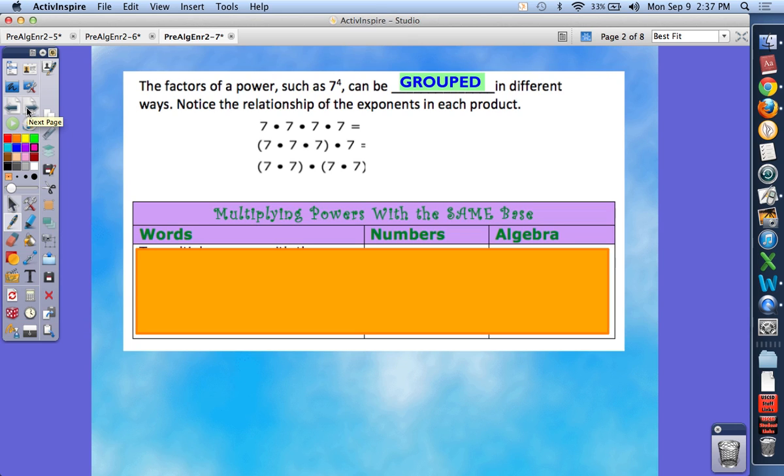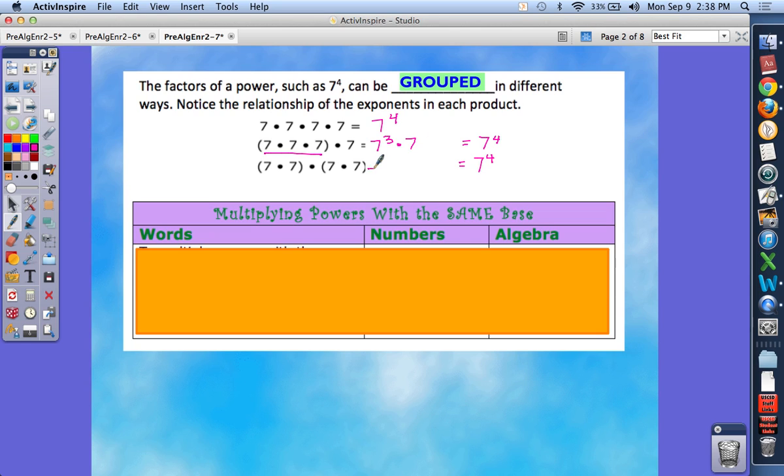So with multiplying powers, let's think about this. The factors of a power, such as 7 to the 4th, can be grouped in different ways. Notice the relationships of the exponents of each product. In this first line, how would you write this in exponential form? 7 times 7 times 7 times 7, 7 to the 4th, right? Well, I still have the same number of 7s, so in the end, I'm still going to get 7 to the 4th down here. But how do I write them to represent the parentheses here? If I did these 3 first, how would I write that with an exponent? That would be 7 cubed, right? And then I'm multiplying 7 cubed times 7, and I'm getting 7 to the 4th.